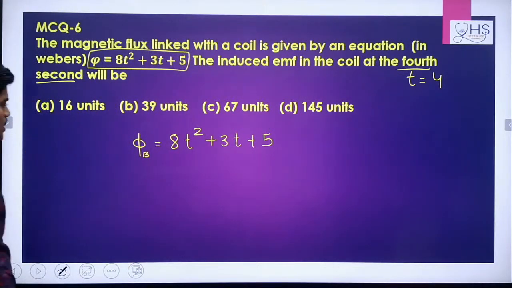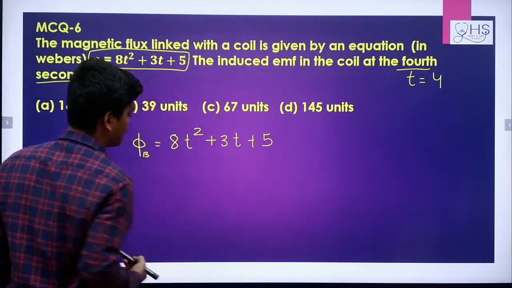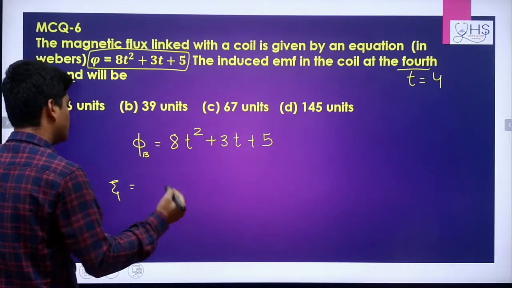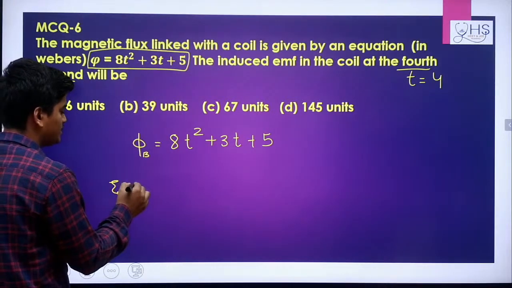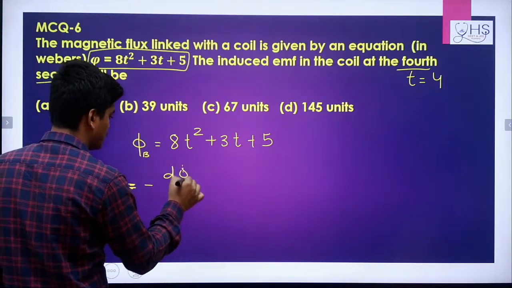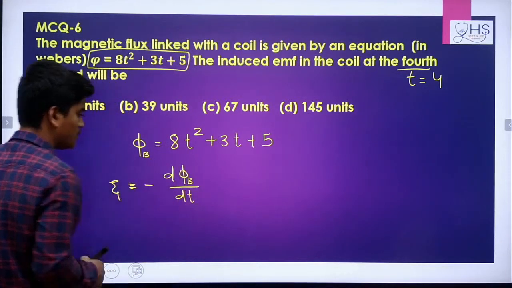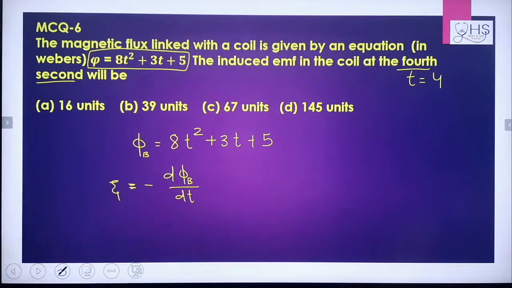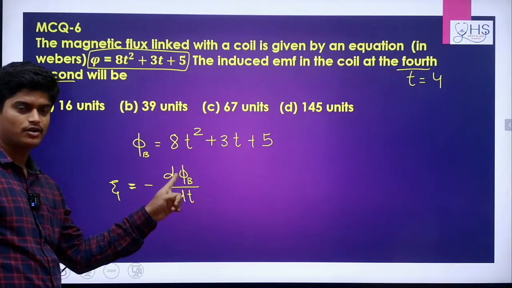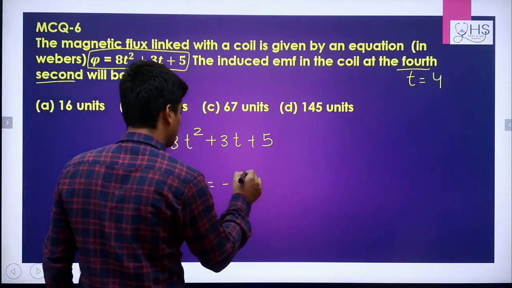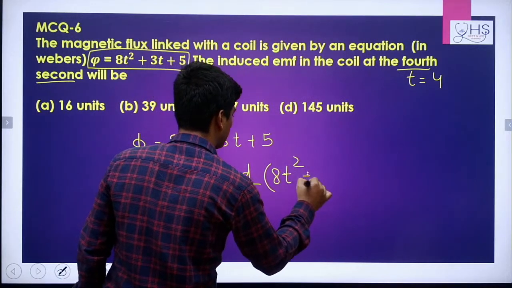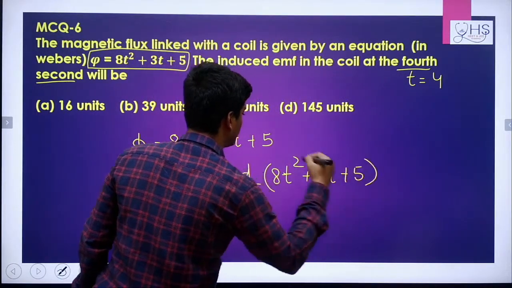Try to understand. If your magnetic flux is 8t square plus 3t plus 5, how to find induced EMF? So remember the formula? Already in the last two lectures we have discussed. What is induced EMF in terms of flux? That is minus d phi b by dt. Now d by dt is called basically derivative with respect to t. So to do differentiation of this magnetic flux with respect to t, it is minus d by dt of phi b, which is 8t square plus 3t plus 5.